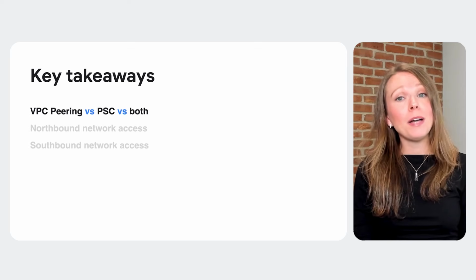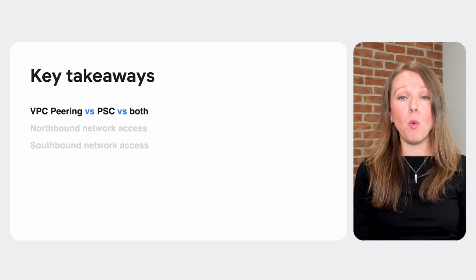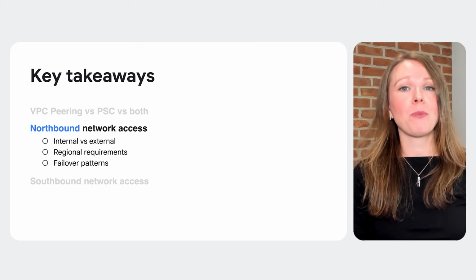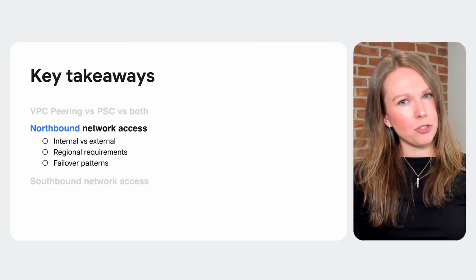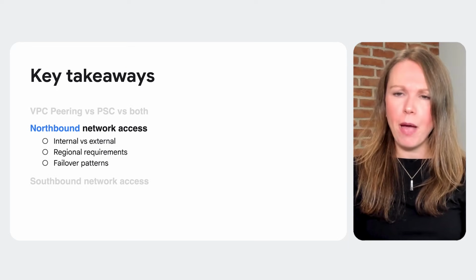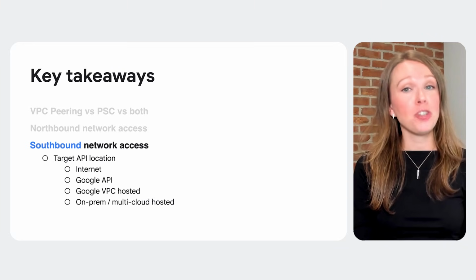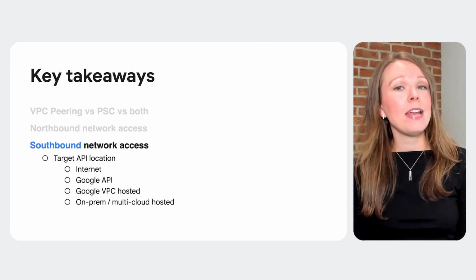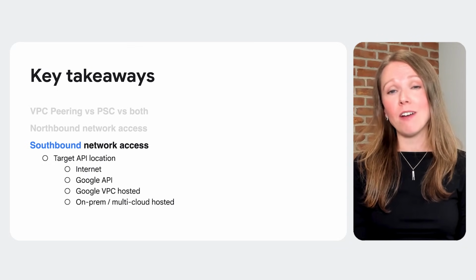Let's finish up with our key takeaways. First, it's up to you to determine what's most important in your unique Apigee deployment for choosing between PSC, VPC peering, or a combination of both. Once you've decided on your deployment options, understand your northbound network patterns and deploy the best network components for your patterns. Think about internal versus external, regional requirements, and failover patterns. Lastly, determine the southbound network patterns that are appropriate for where your target APIs are hosted. Think about if they are on the internet, a Google API, an API hosted in a Google VPC, or an API hosted in an on-prem or multi-cloud environment.